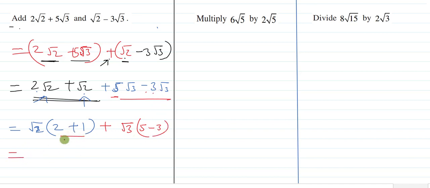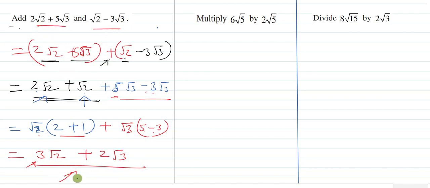So this will be 2 plus 1, 3. 3 root 2. Always write the root 2 term at the end. Plus this will be 2 into root 3, 2 root 3. This will be my last answer of addition of these two irrational numbers. It is also an irrational number.